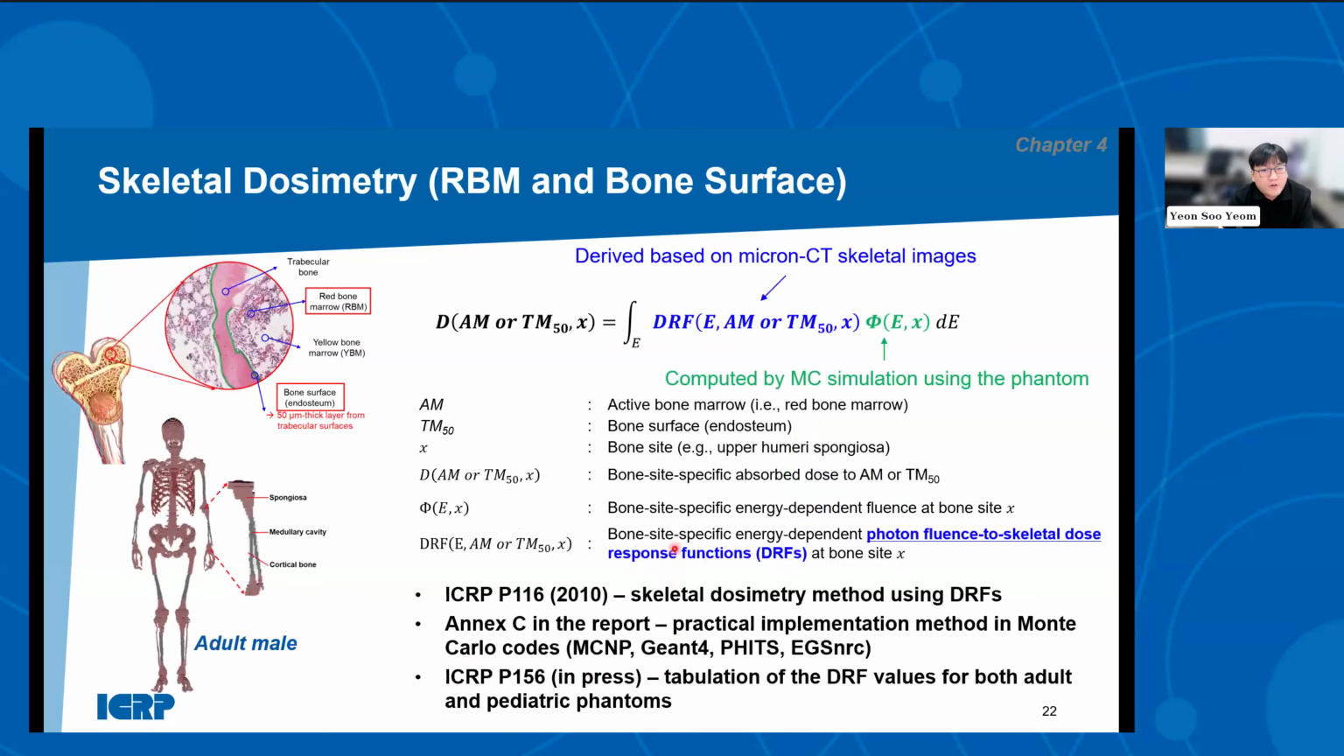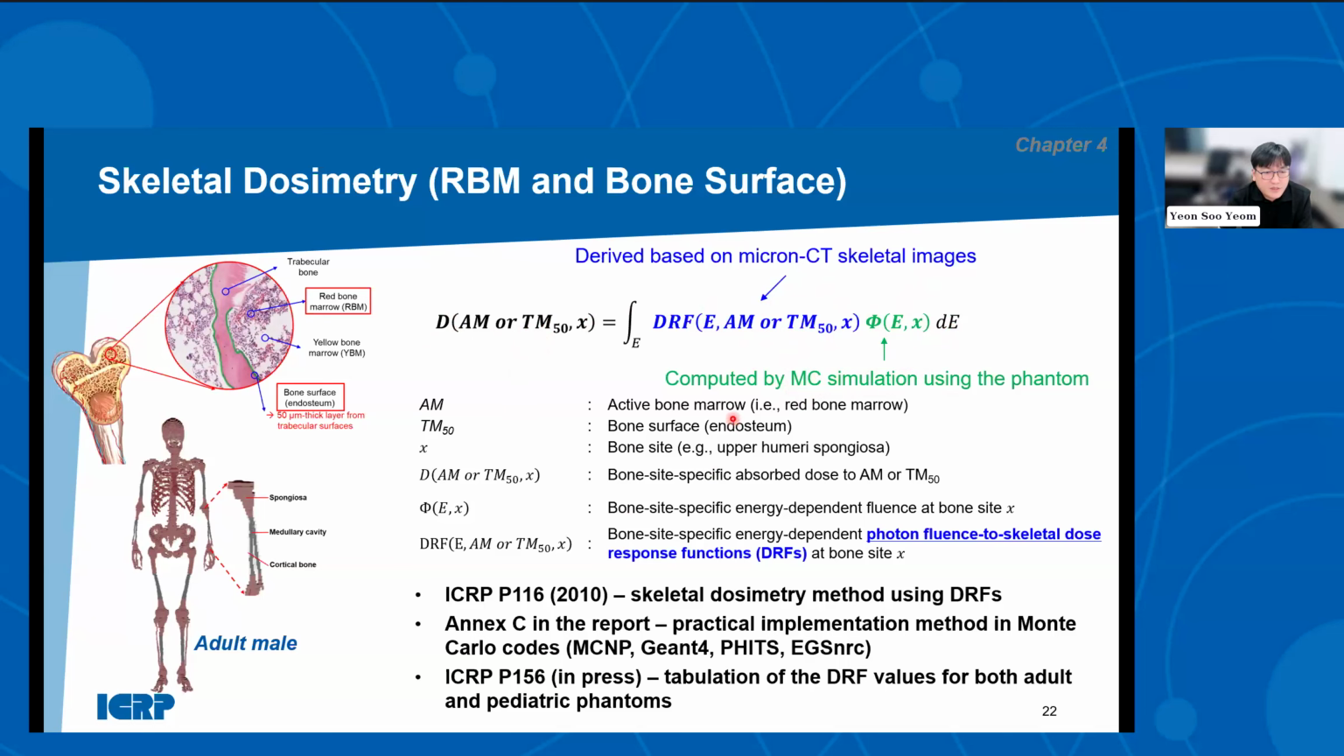As I mentioned before, it is necessary to use a special approach for skeletal dosimetry. This is the use of photon fluence to skeletal dose response functions, which we simply call the DRF. So here is the equation. These DRF values were derived based on micro-CT skeletal images. As a result, during the Monte Carlo dose simulation, we calculated the photon fluence for each bone site, which was then multiplied by the DRF value to finally get the skeletal dose.